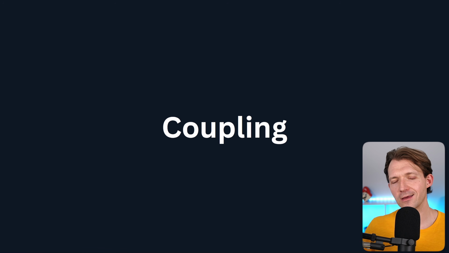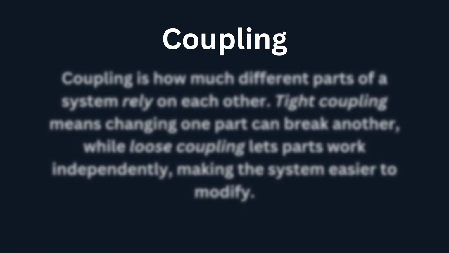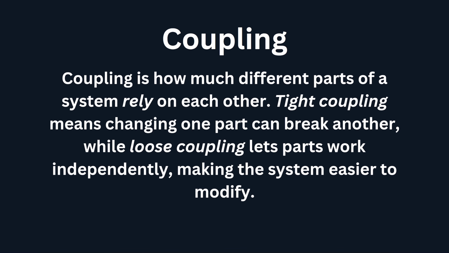Why this transformation? Why first the traditional layer approach, then moving on with clean architecture, and then vertical slice? Well, what I want to show you is the following: coupling and also cohesion. These are the big topics, you name it, in regards to all these architectures. Now first, what is coupling? Coupling is how much different parts of a system rely on each other. We have tight coupling and loose coupling. Tight coupling means that changing one part can break another, while loose coupling lets parts work independently, making the system easier to modify.